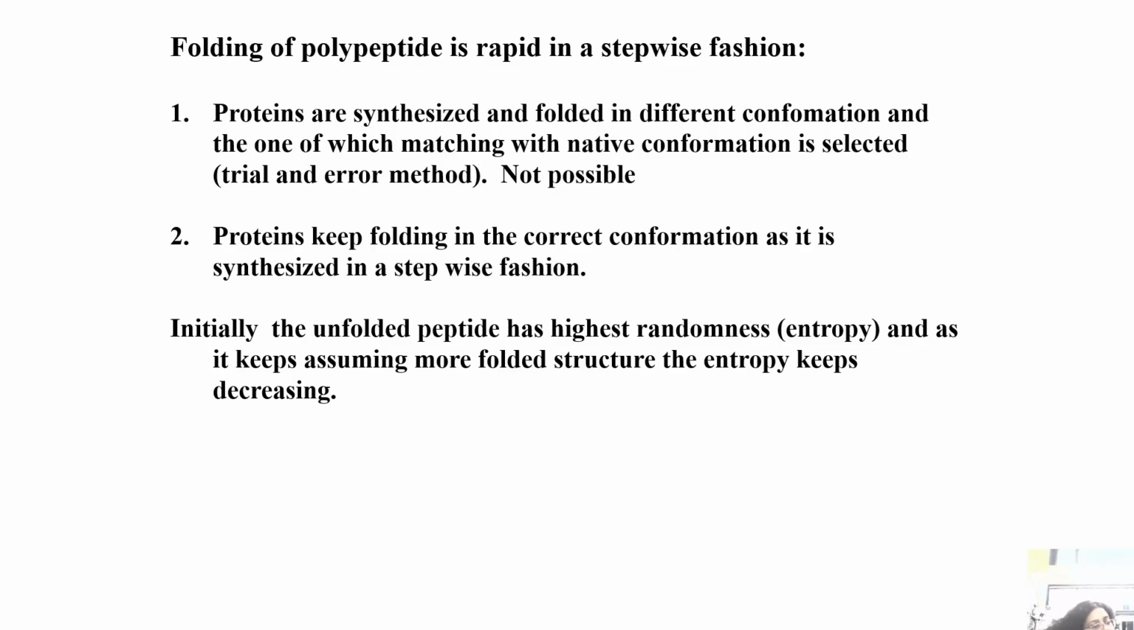Now, folding of a polypeptide is rapid and in a stepwise fashion. Proteins are synthesized and folded in different conformations, and the one matching the native conformation is selected. A trial and error method is not possible. The proteins keep folding in the correct conformation as they are synthesized in a stepwise fashion. Initially, the unfolded peptide has the highest randomness, and as it keeps assuming a more folded structure, the entropy keeps decreasing.